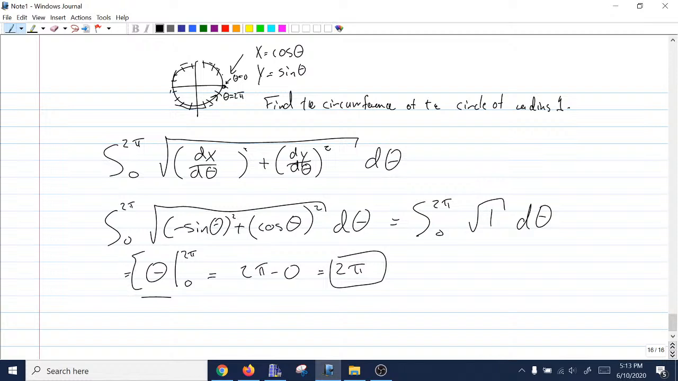I want to do one more arc length example that shows off something kind of cool. It's like one of the few examples where the arc length is easy to compute. Let's find the arc length of y equals cosh theta.